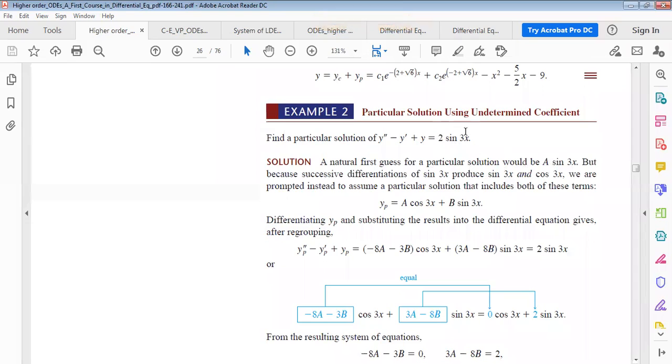But because successive differentiation of sin 3x produces sin 3x and cos 3x, the derivative of sin x being cos, in successive differentiation after sin 3x, cos 3x is also produced. So instead we assume a particular solution that includes both of these terms. That means the particular solution will be a cos 3x plus b sin 3x.